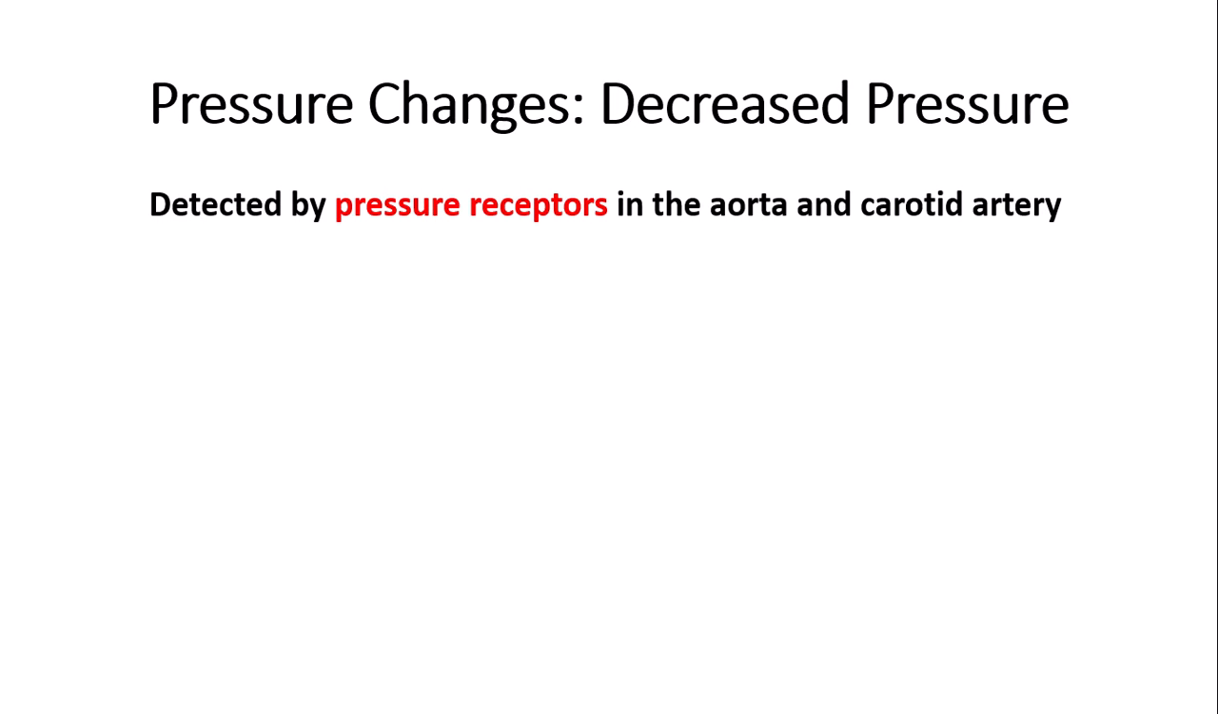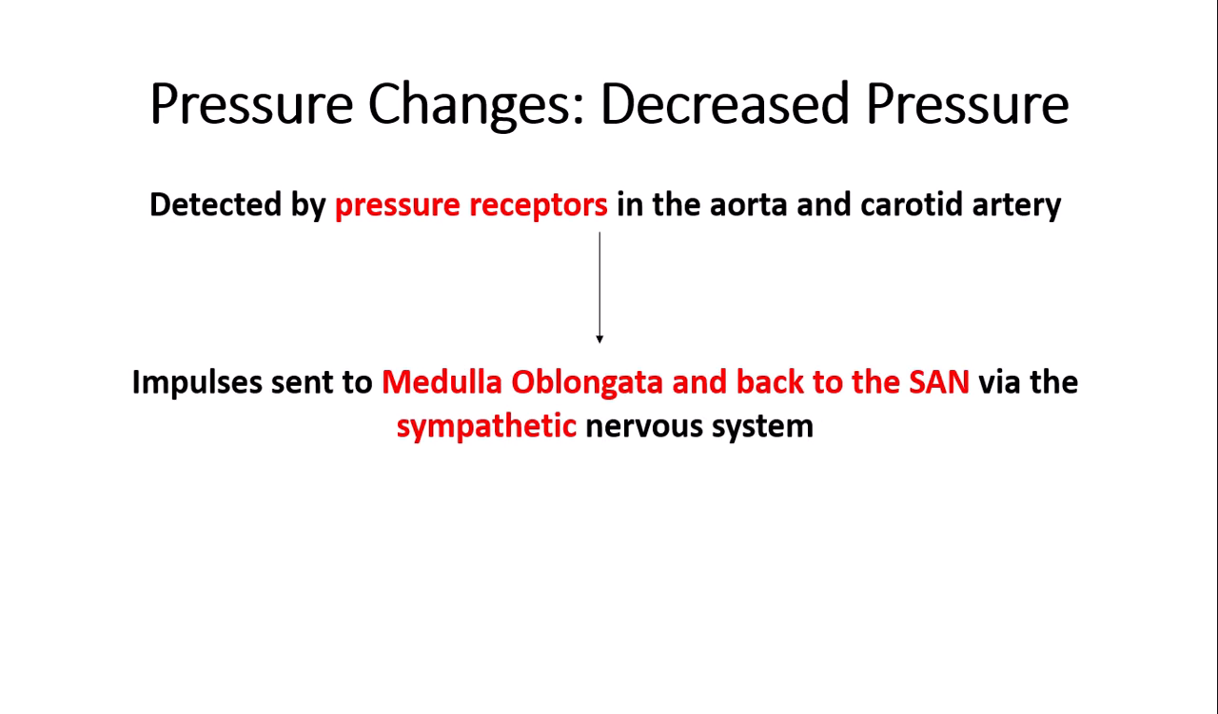So now we're going to talk about when pressure is decreased. So when pressure is decreased, the first step is the same. So the decreased pressure, which is the stimulus, is detected by pressure receptors again in the aorta and the carotid artery. Impulses sent by the pressure receptors are then sent to the medulla oblongata again, and then back to the sinoatrial node again. However, this time this is via the sympathetic nervous system.